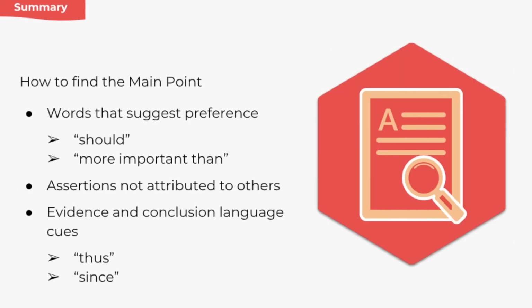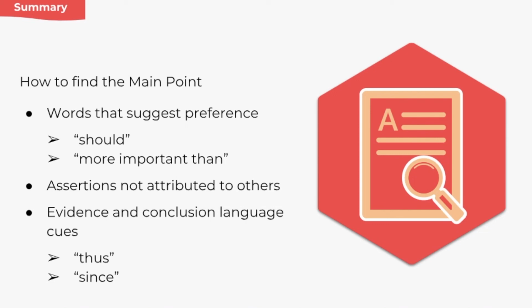So how do you find the main point? Well, you're looking for places that represent the author's perspective, possibly even giving some kind of a judgment or preference. Maybe you see the word should or ought. You ought to do that, or something is more important than something else. Places where you see judgment are a good place to look for the main idea.